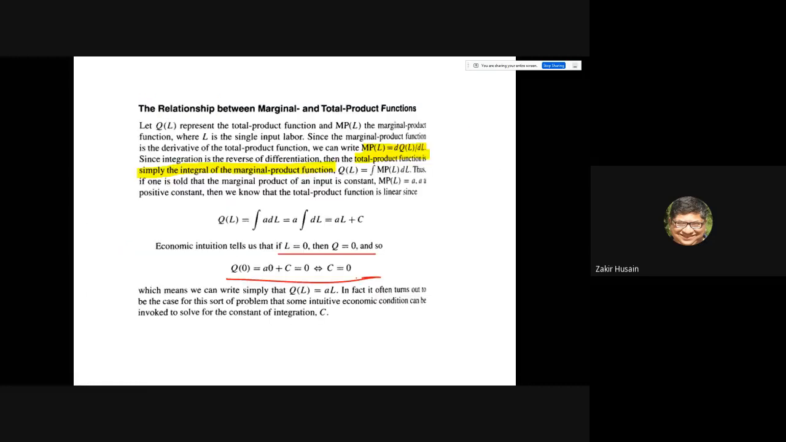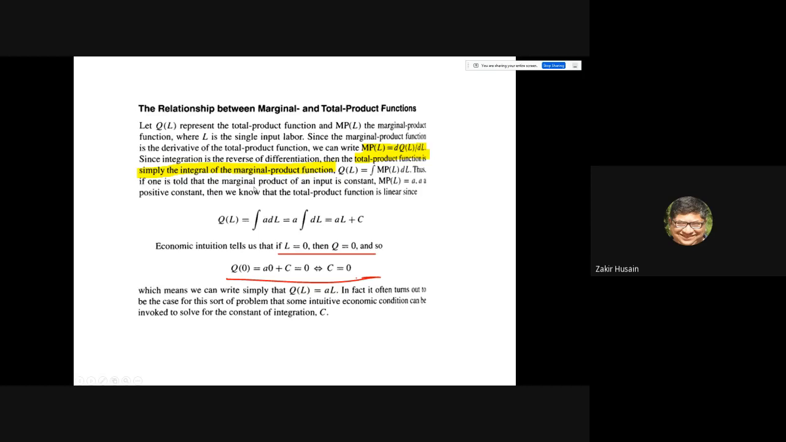Now let's go to some economic applications. QL is a total product function and MPL is the marginal product function. Here we have only one input, which is labor. The marginal product function is the derivative of the total product, so MPL is equal to dQ by dL. Integration is the reverse of differentiation, so QL is equal to the integral of MPL dL.